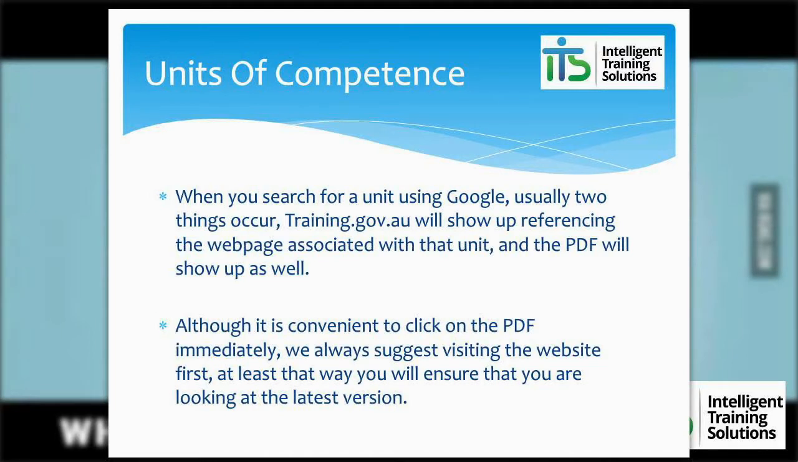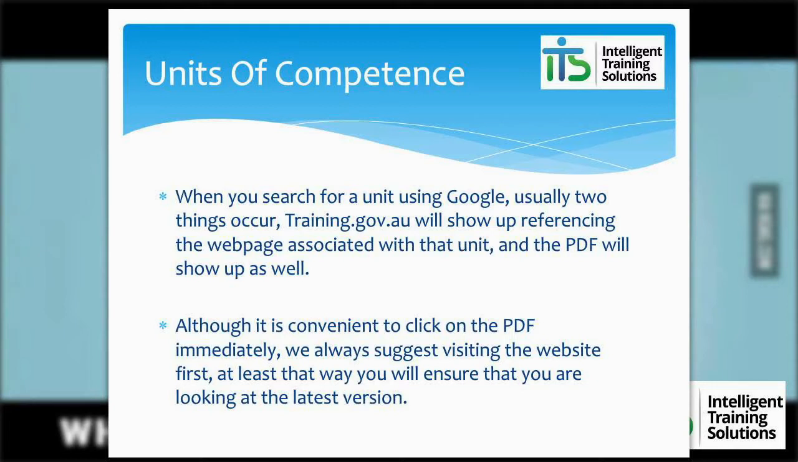So when you search for a unit using Google, usually two things occur. The training.gov website will show up referencing the web page that's associated with that unit. So I might say to you, hey guys, I need you to train a group of kids, or we've got an organization that's come to us and they want us to teach a group of kids how to do basic computer skills, or how to buy a second-hand car based on safety, which all of our driving instructor students will know about because they do a bit of work on that.